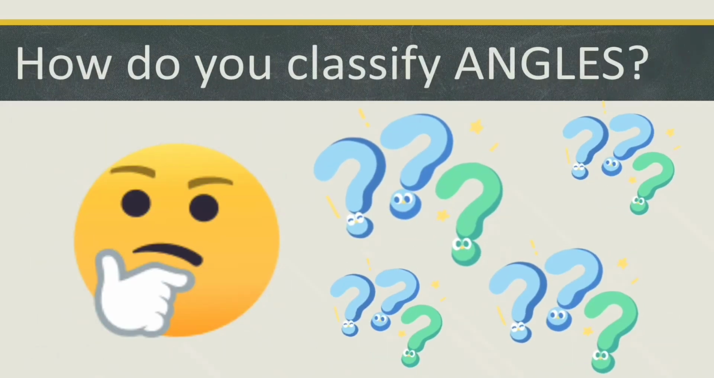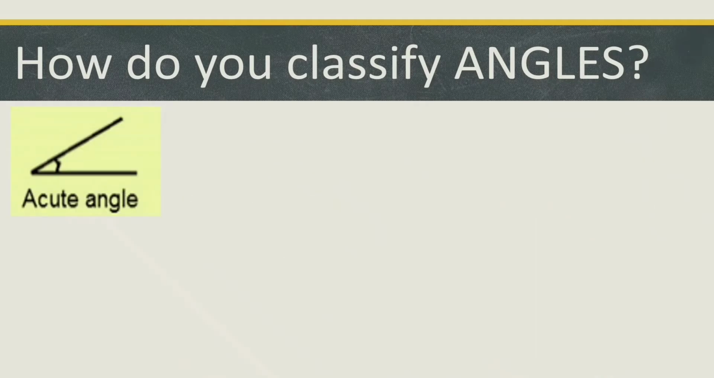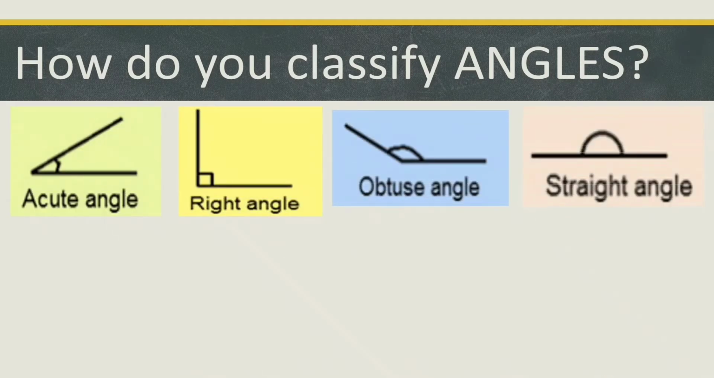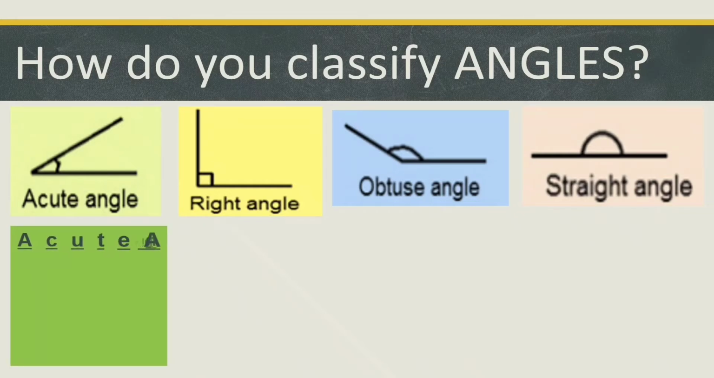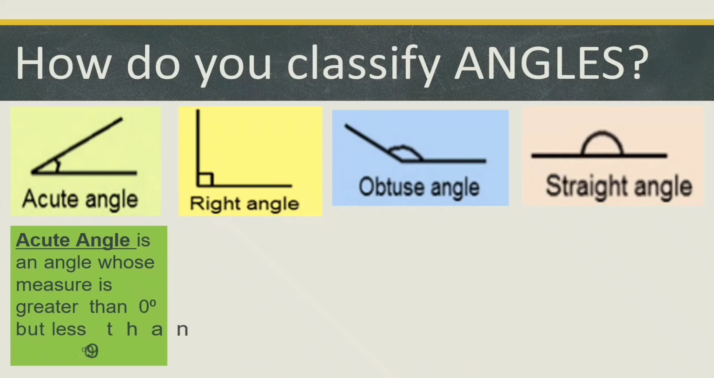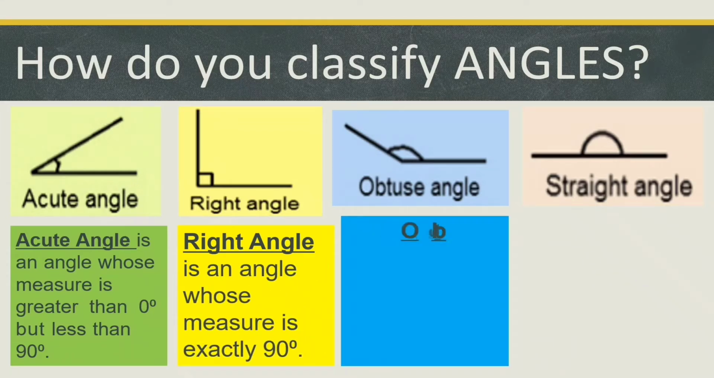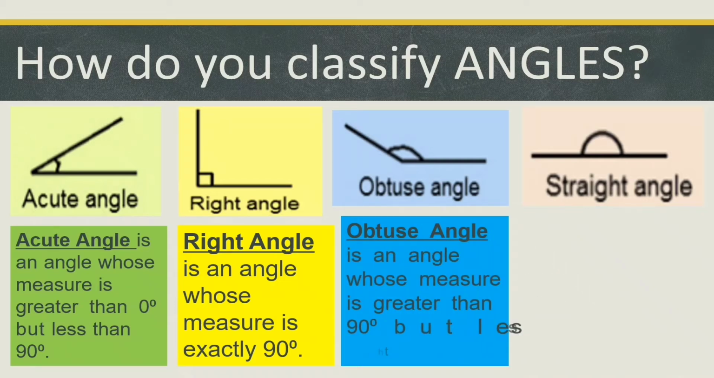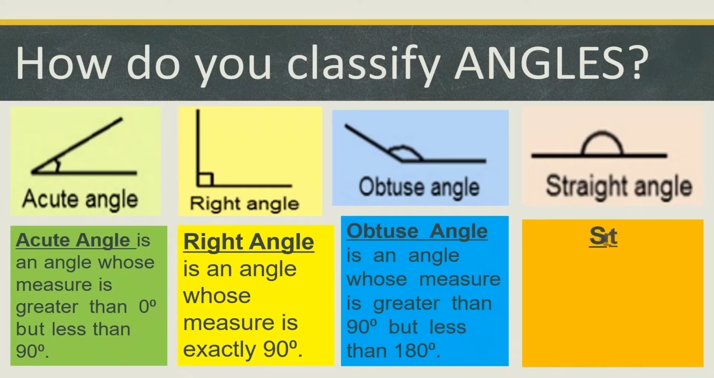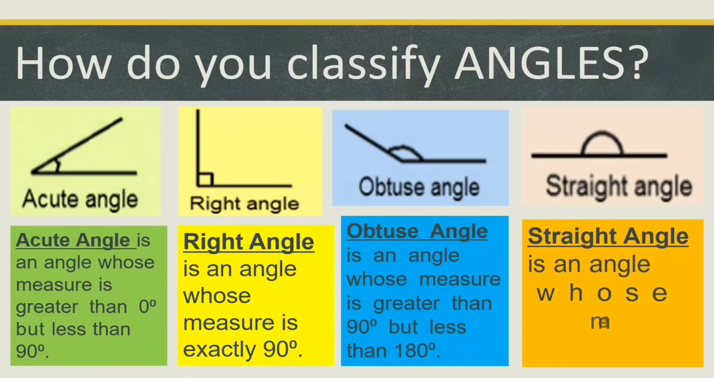How do you classify angles? Angles can be acute, right, obtuse, and straight. An acute angle is an angle whose measure is greater than 0 but less than 90 degrees. A right angle is an angle whose measure is exactly 90 degrees. An obtuse angle is an angle whose measure is greater than 90 degrees but less than 180 degrees. A straight angle is an angle whose measure is exactly 180 degrees.